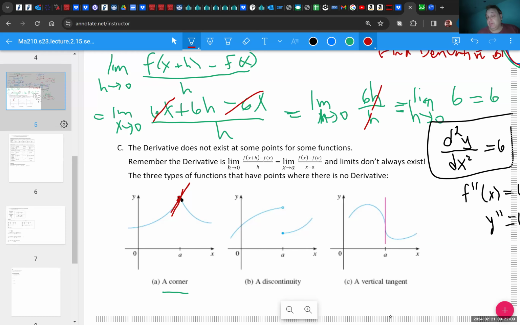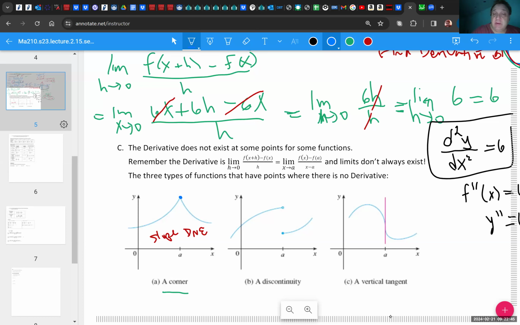So whatever those slopes are, large positive slope, large negative slope, they are not going to be equal to each other. So we get two different answers, two different slopes from two different sides. So this slope does not exist. Notice the function is continuous and the function exists at A. I mean, there's definitely a point there. I can see it, right? But just because a point exists doesn't mean the slope or the derivative exists. So the derivative does not exist because the slope doesn't exist at that point.